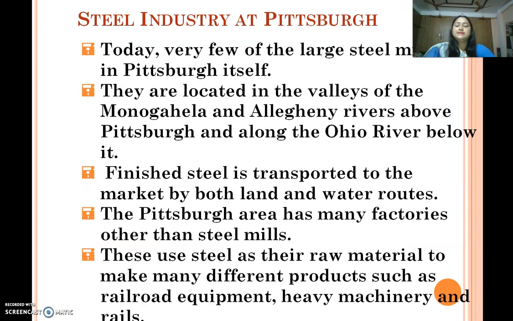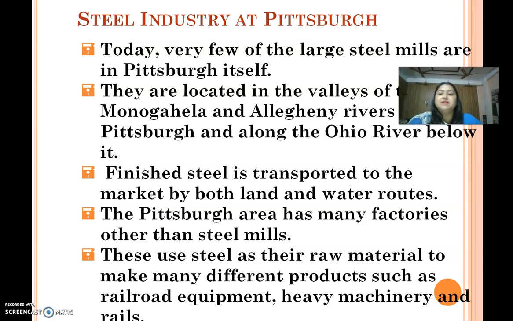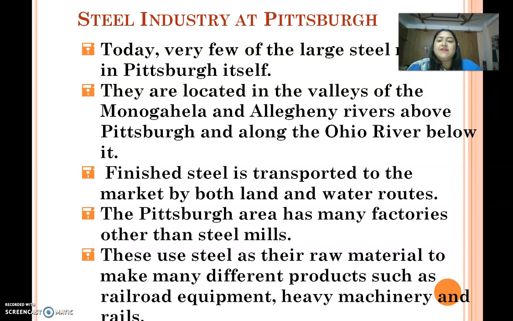Okay, so let us see what is the present situation at Pittsburgh. Today at present, very few of the large steel mills are in Pittsburgh itself. They are located in the valleys of the Monongahela and Allegheny rivers above Pittsburgh and along the Ohio River below it. Finished steel is transported to the market by both land and water routes. The Pittsburgh area has many factories other than steel mills. These use steel as their raw material to make many different products such as railroad equipment, heavy machinery, and rails.